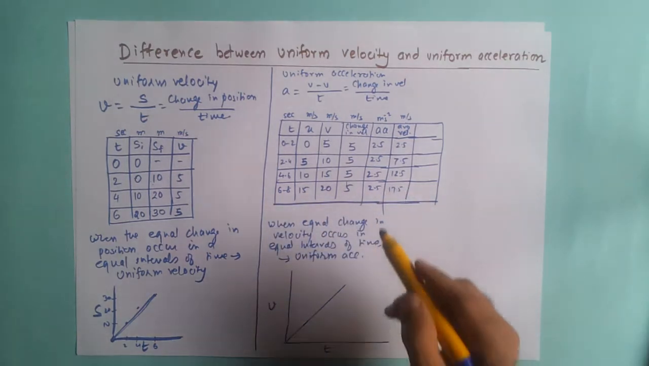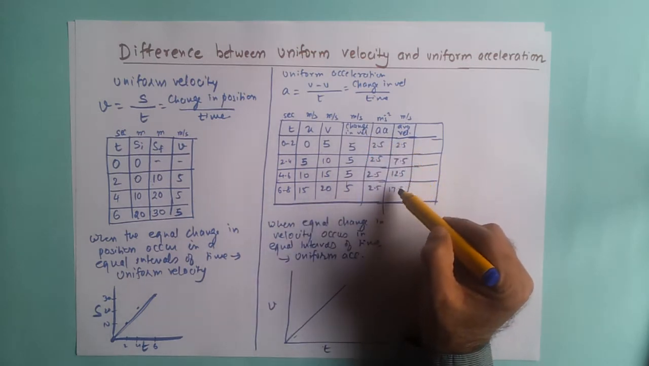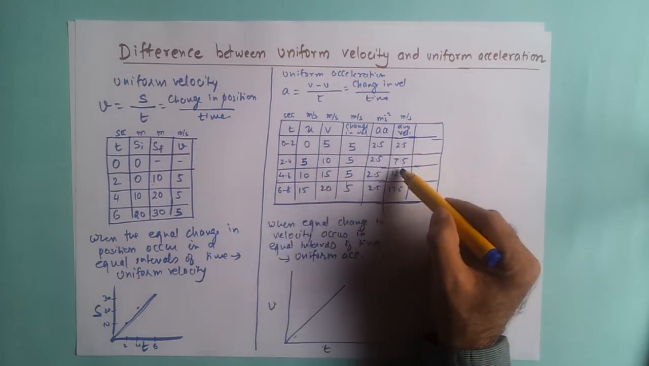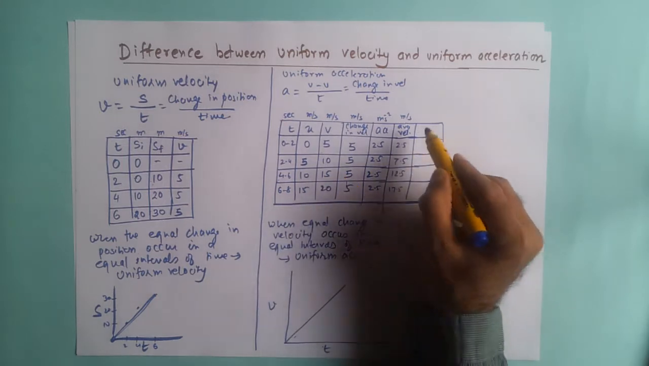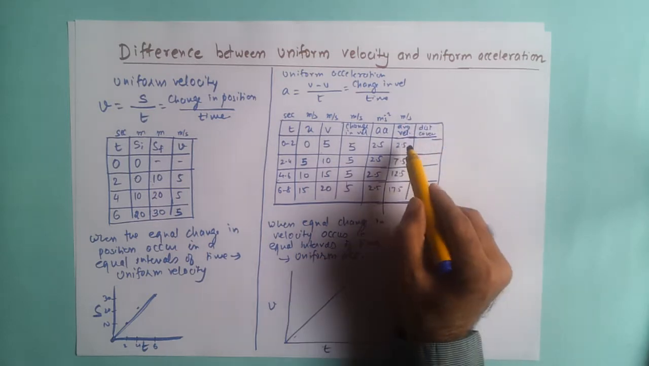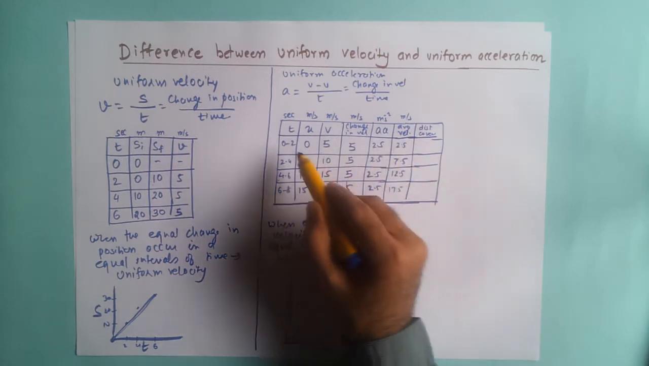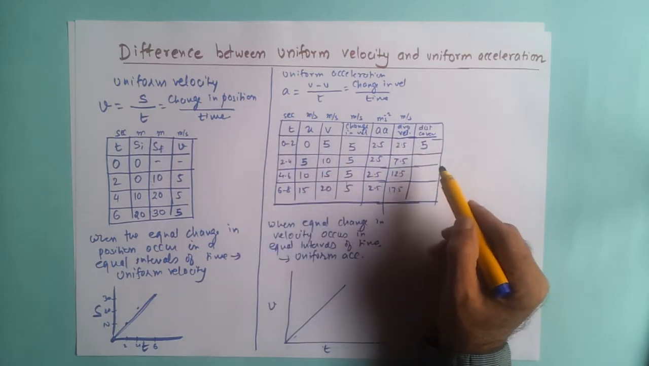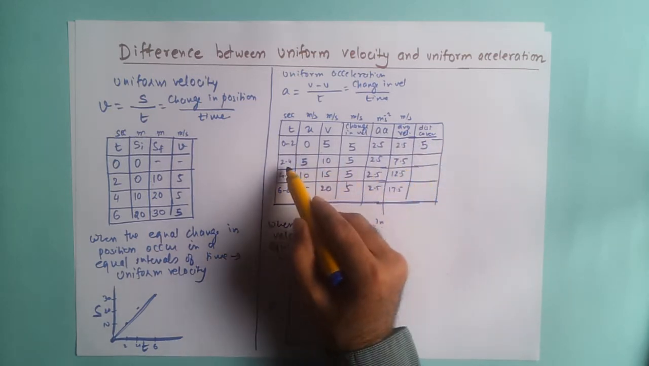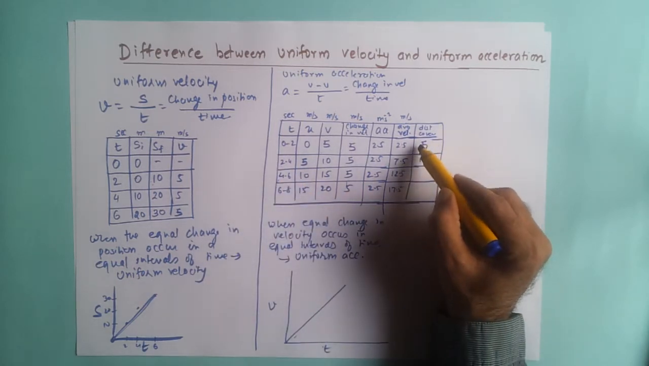So this is another important point about uniform acceleration. The average velocity, as you can see, keeps on increasing. The velocity increases, so the average velocity also keeps on increasing. So what is the distance or displacement covered? If I take the average velocity and multiply it by the time, I'll get the distance covered. So 2.5 into 2 will give me 5. 7.5 into 2 would give me 15 meters. So in the first 2 seconds it would cover 5 meters.